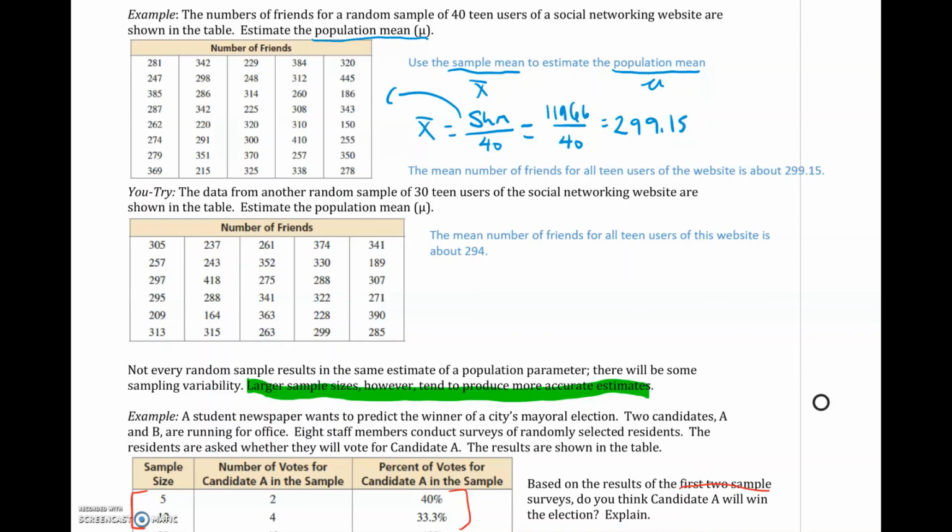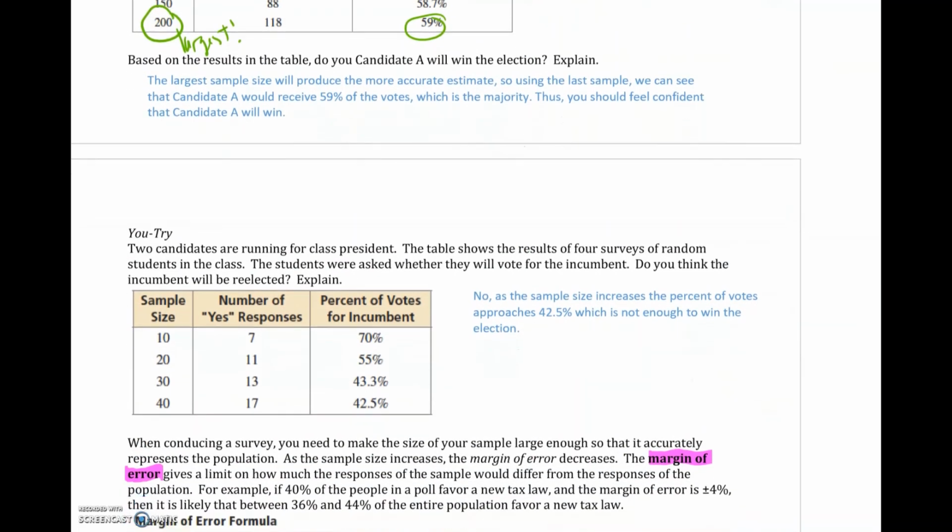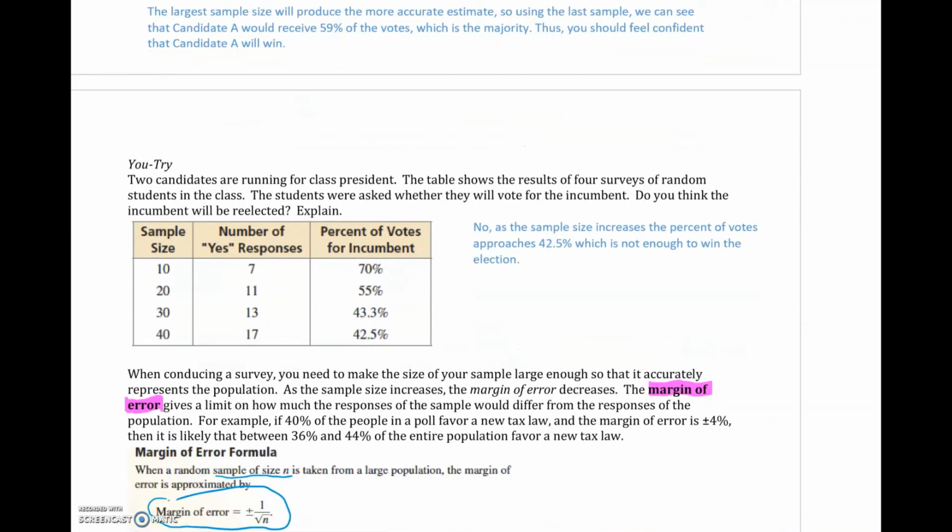Okay? The next one, again, interpreting the results here. We can see as our sample size is increasing, the percent of votes for the incumbent, the person who is already in office running for re-election, is decreasing. So we want to trust that larger sample. As our sample size increases, the percent of votes is decreasing. And that last one, that 42.5, is definitely not going to give him or her the votes that they need. So we're going to make an inference with some confidence that the incumbent's not going to win, right?